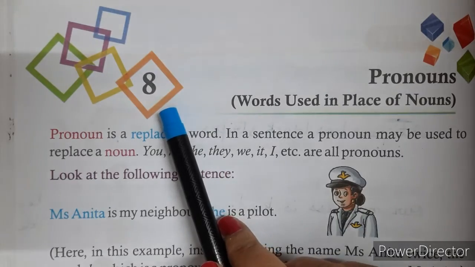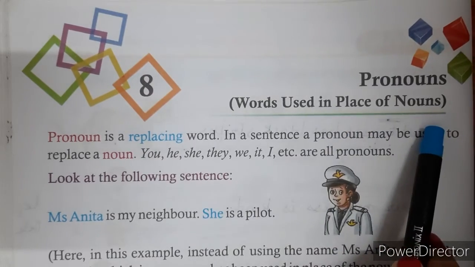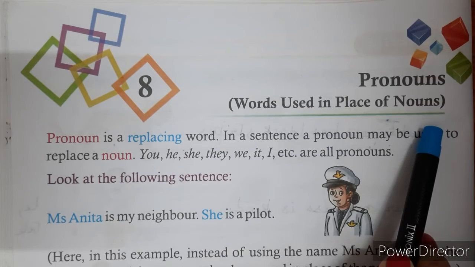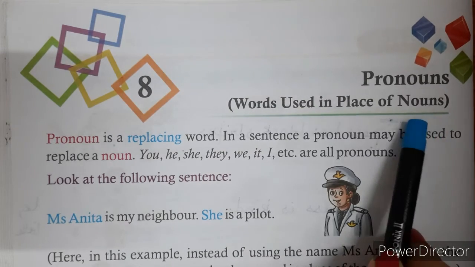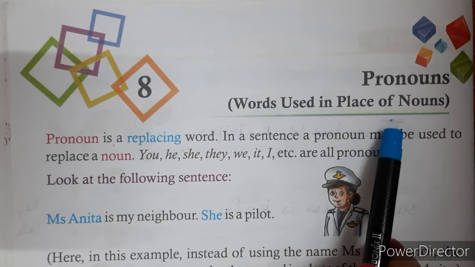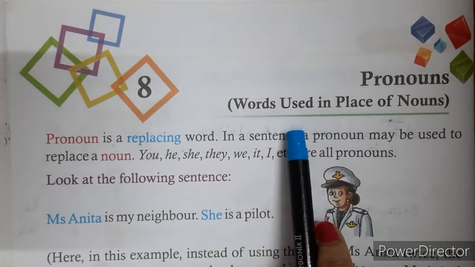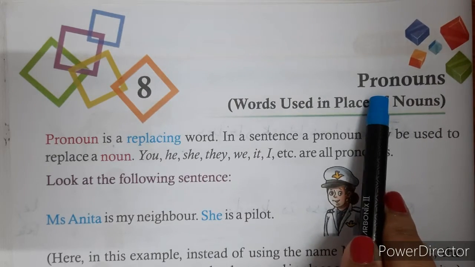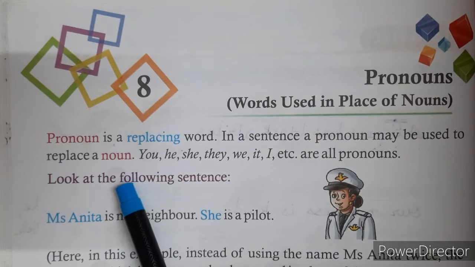Today we will learn lesson number 8, pronouns, words used in place of nouns. Now students, we have learned in the previous chapter about nouns and the two main nouns that are common noun and proper noun. Nouns are names of person, place, animal, or an object. So, the words used in place of nouns are called pronouns. To understand it in a better way, let's go through the lesson on page number 28.